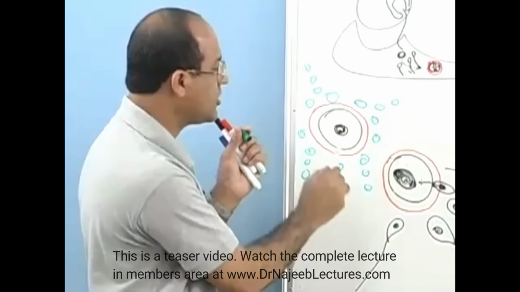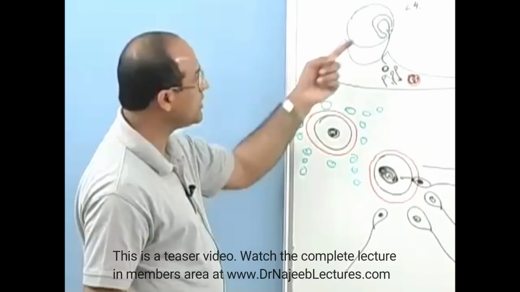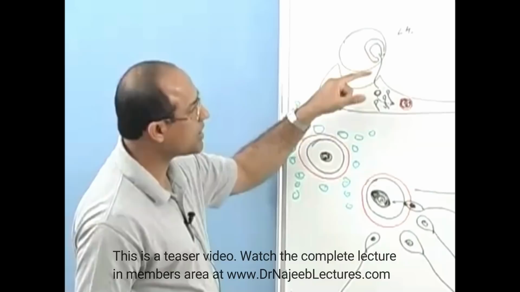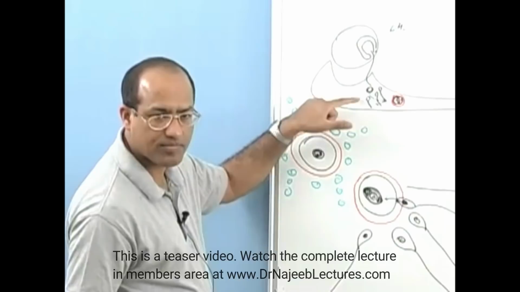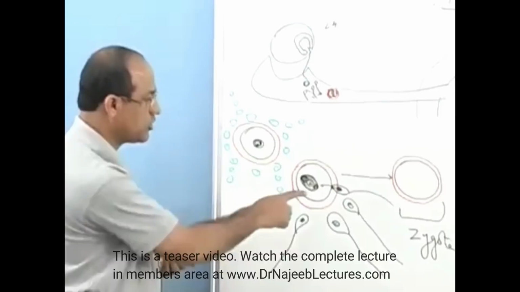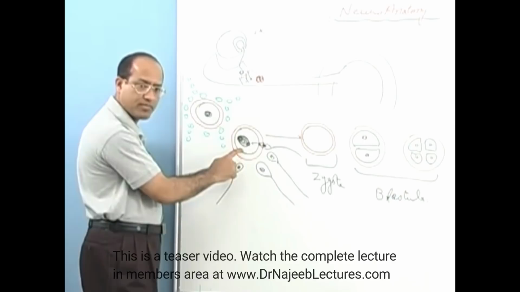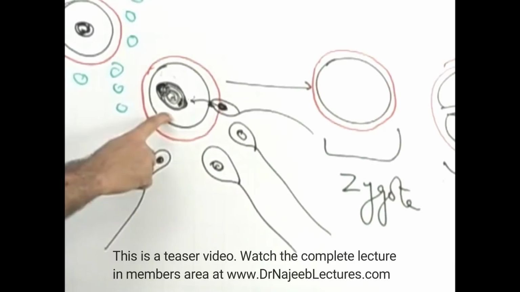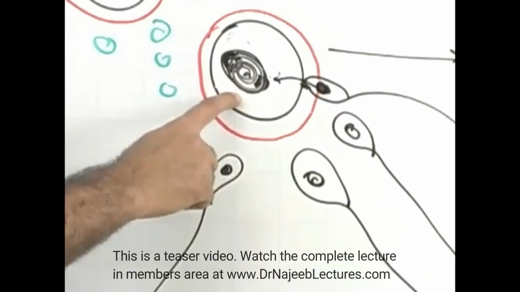This is how the new ovum, which has jumped out of the Graafian follicle and been taken up by the fallopian tube, is approached by sperm. As soon as the sperm touches the ovum, the ovum will immediately complete its second meiotic division, releasing one polar body, and it will convert into the definitive ovum.